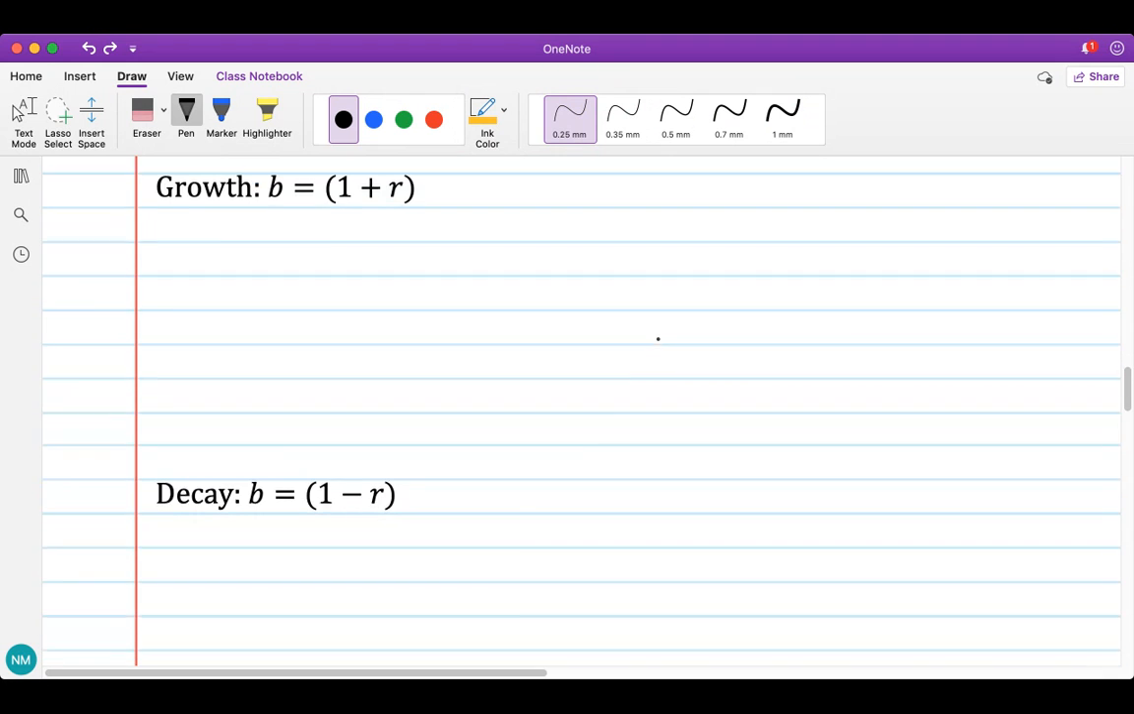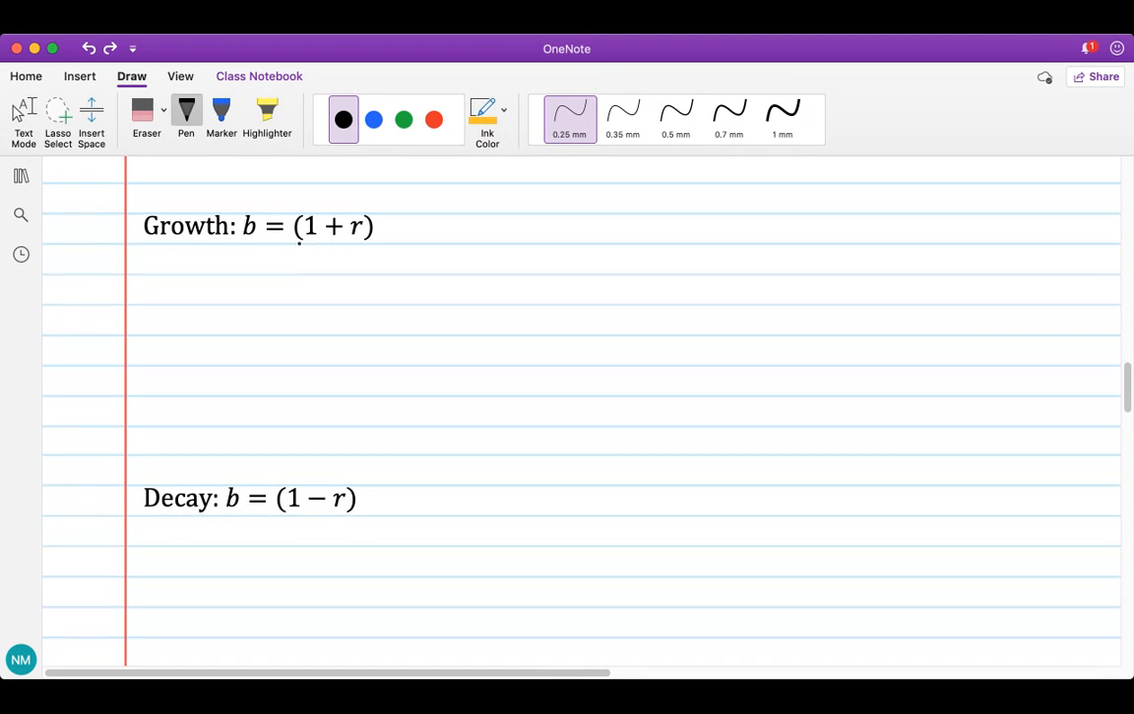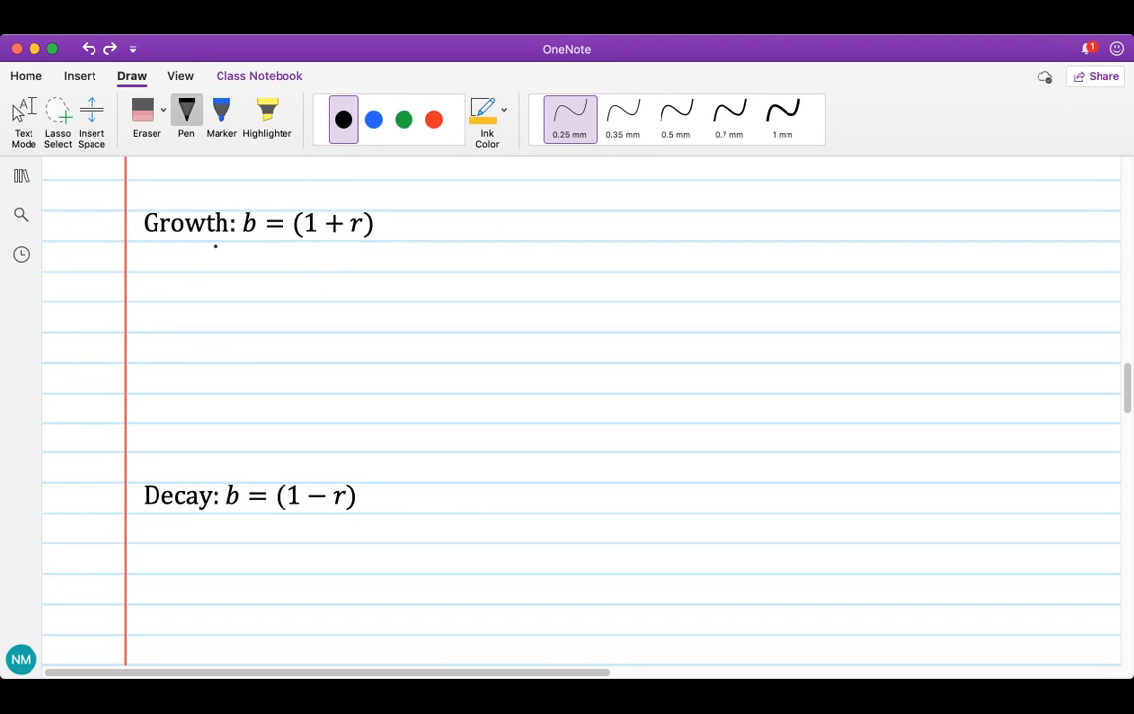So let's go down to here. So let's talk about what B is going to equal and what R is, okay? So if it's growth, my B value, right? So this is my B value. My B value is going to be equal to 1 plus this R right here. Okay? Now, R is, I don't like the orange for R. Let's pick a different color. Let's go with purple. I like purple.